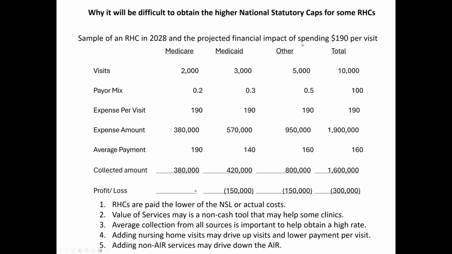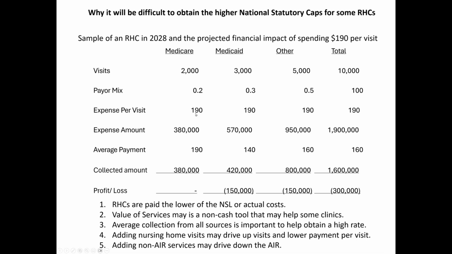And here's some numbers that I use. I'm just going into 2028 and doing some projections here. Typical Medicare, this is traditional Medicare. Our clinic here is a small clinic. We have 10,000 total visits. 20% are traditional Medicare, so that's 2,000 visits. Medicaid is about 30% of our business, and then our other payers are about 5,000 visits.